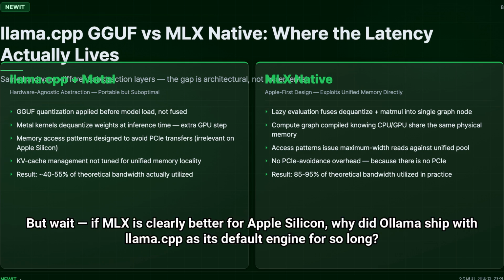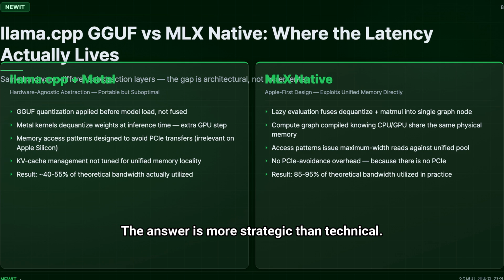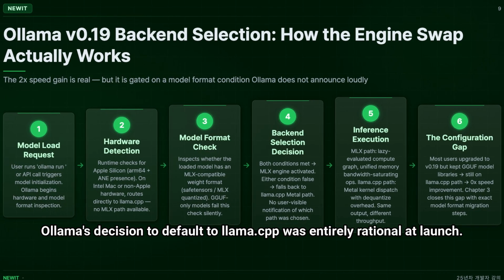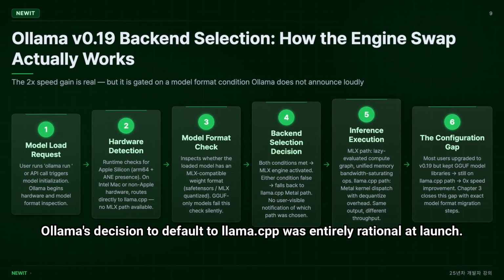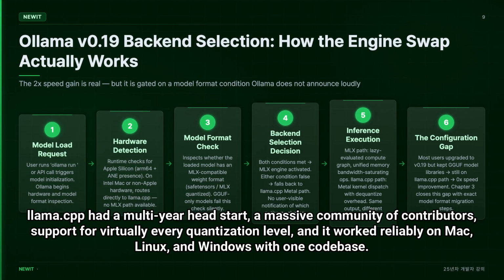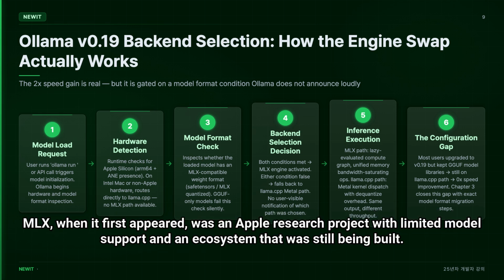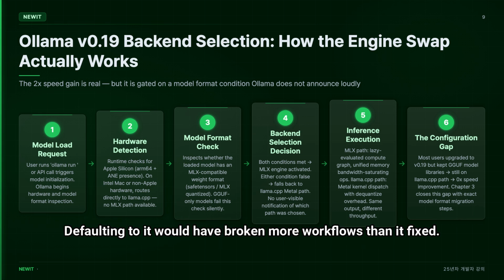But wait, if MLX is clearly better for Apple Silicon, why did Ollama ship with llama.cpp as its default engine for so long? The answer is more strategic than technical. Ollama's decision to default to llama.cpp was entirely rational at launch. Llama.cpp had a multi-year head start, a community of contributors, support for virtually every quantization level, and it worked reliably on Mac, Linux, and Windows with one codebase. MLX, when it first appeared, was an Apple research project with limited models and an ecosystem that was still being built. Defaulting to it would have broken more workflows than it fixed.